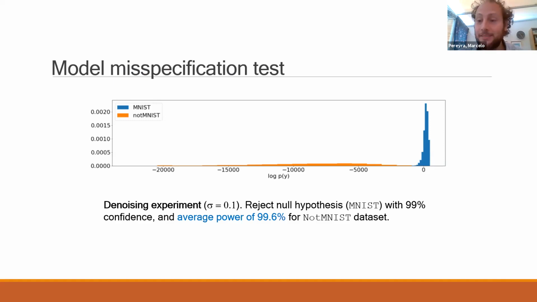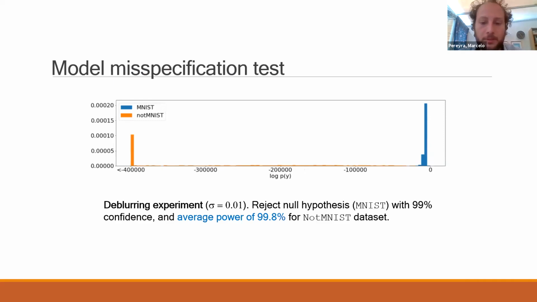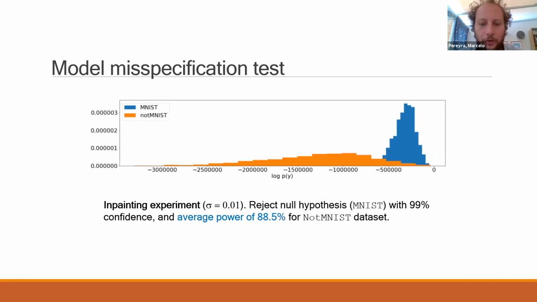So I can test before analyzing the data set, before reporting a solution, if my model can analyze that or not. And with very good powers of the order of 99% for some problems. I think deblurring or in painting is a bit more difficult. We have a power of 90%. But still, I can tell you this is not a digit from MNIST. Okay, so this is something that we should be systematically doing if we're using this kind of aggressive priors.